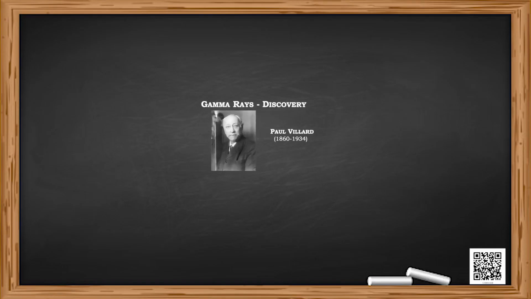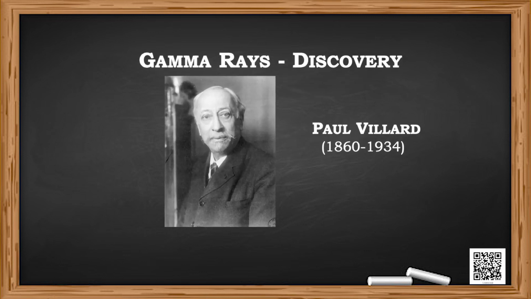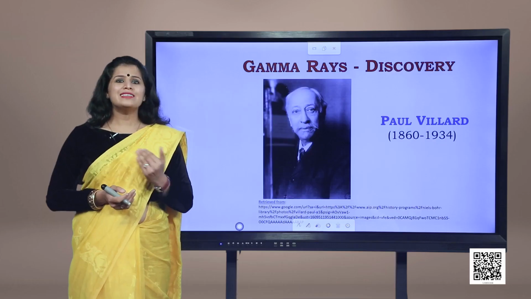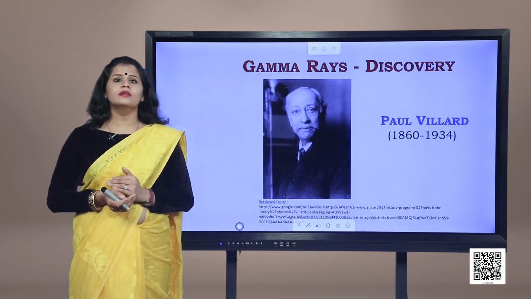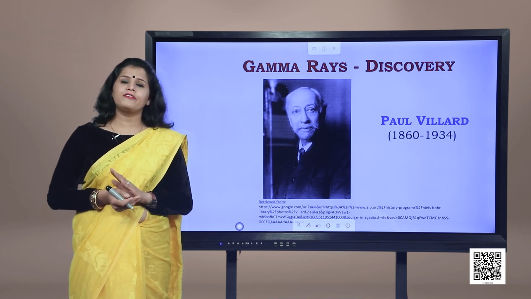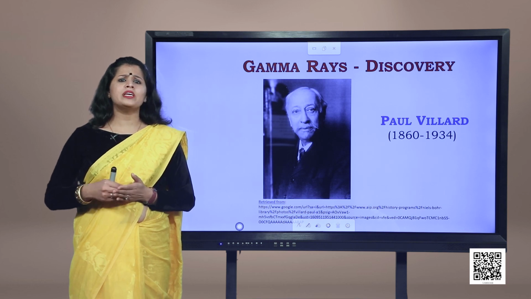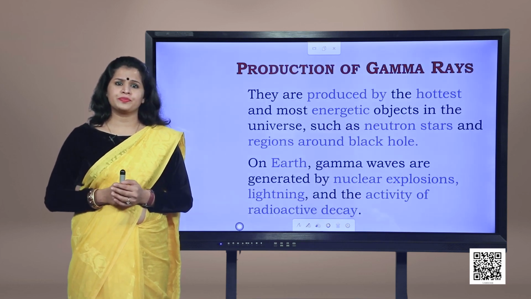Moving on next, we are at the last part of the electromagnetic spectrum, which is gamma rays. These rays were discovered by Paul Villard in the year 1900. These were the third component of radioactivity after alpha and beta rays. Let's understand how these rays are produced.